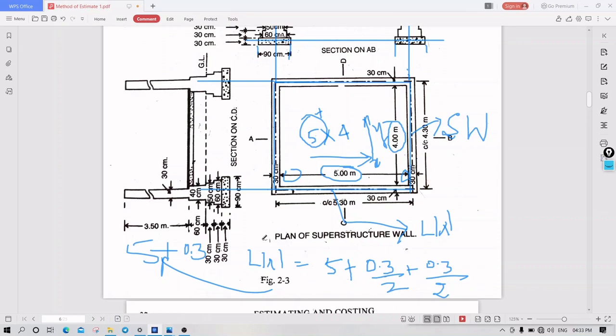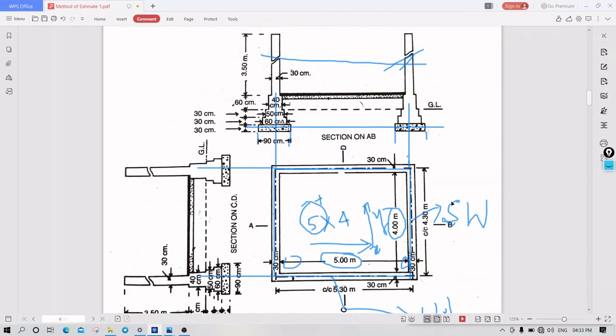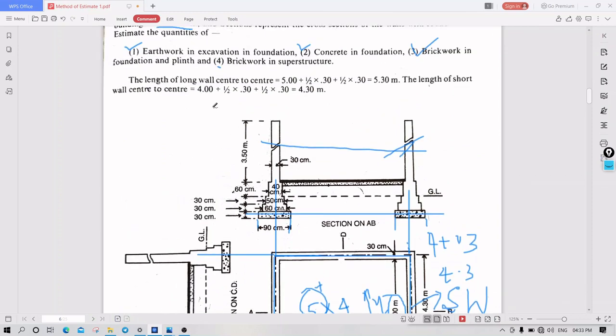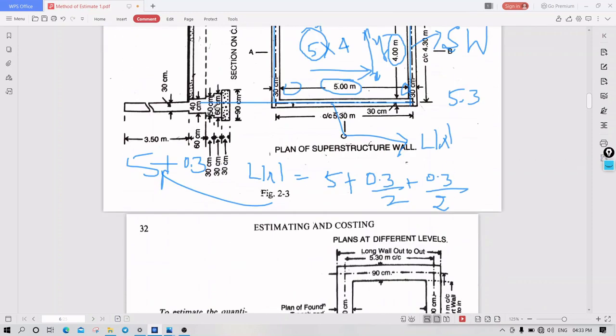So that was about the long wall. In a similar way, for the short wall, it would be 4 plus 0.3 by 2 plus 0.3 by 2, or 4 plus 0.3, which is 4.3. And the long wall is 5.3. This way we need to find the center line of the diagram first. First, I'll show you the diagram.